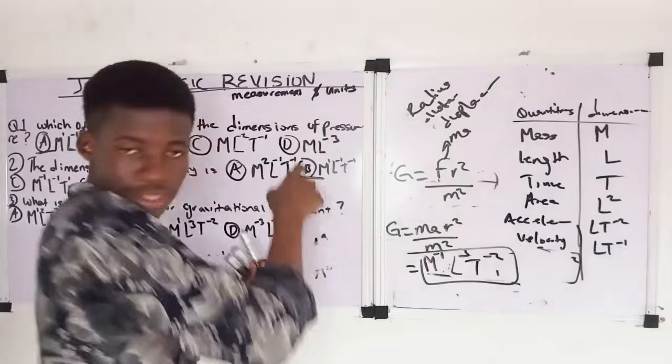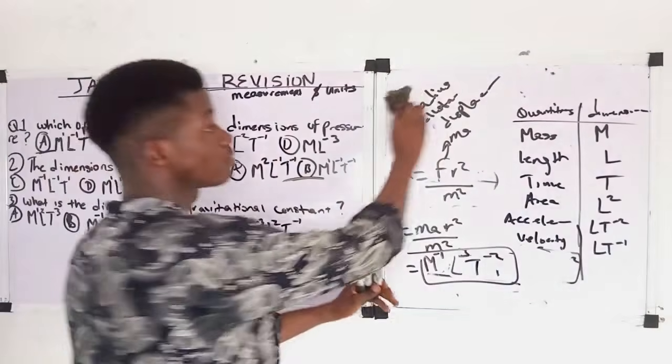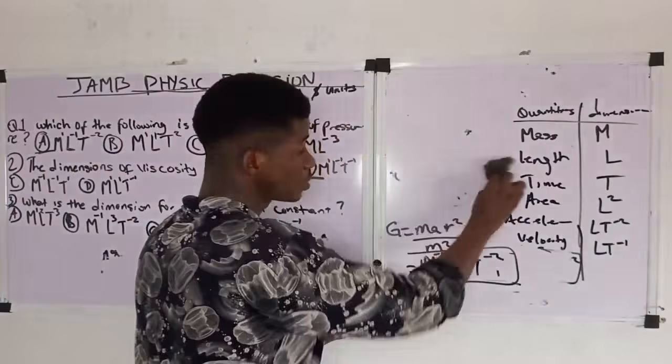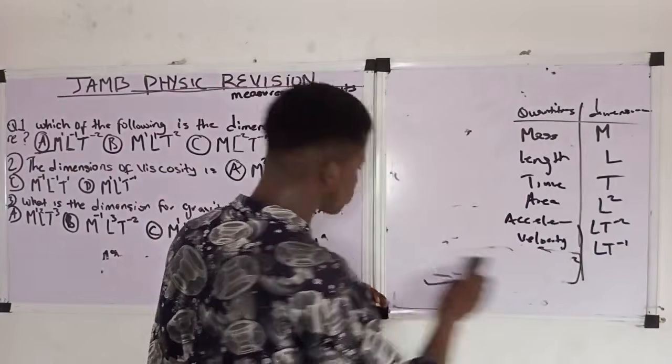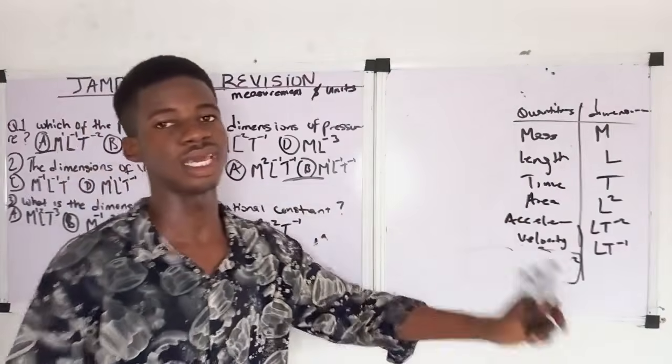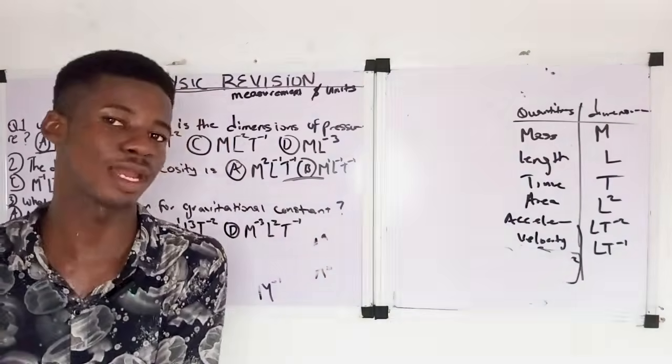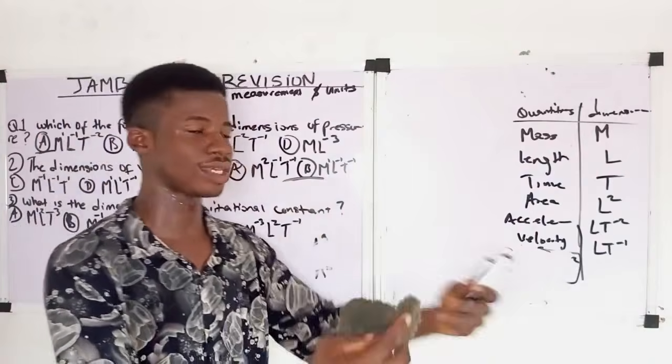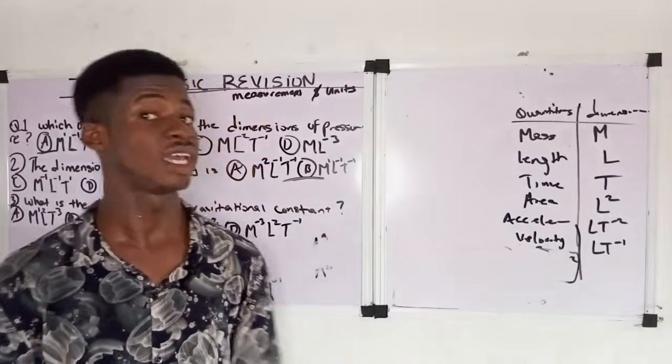So this is how to solve questions that come from dimension. Just take note that they will surely ask you questions from dimension. Just know this basic thing: break it down, simplify little by little, then use indices. That's for those that don't know how to solve dimension.